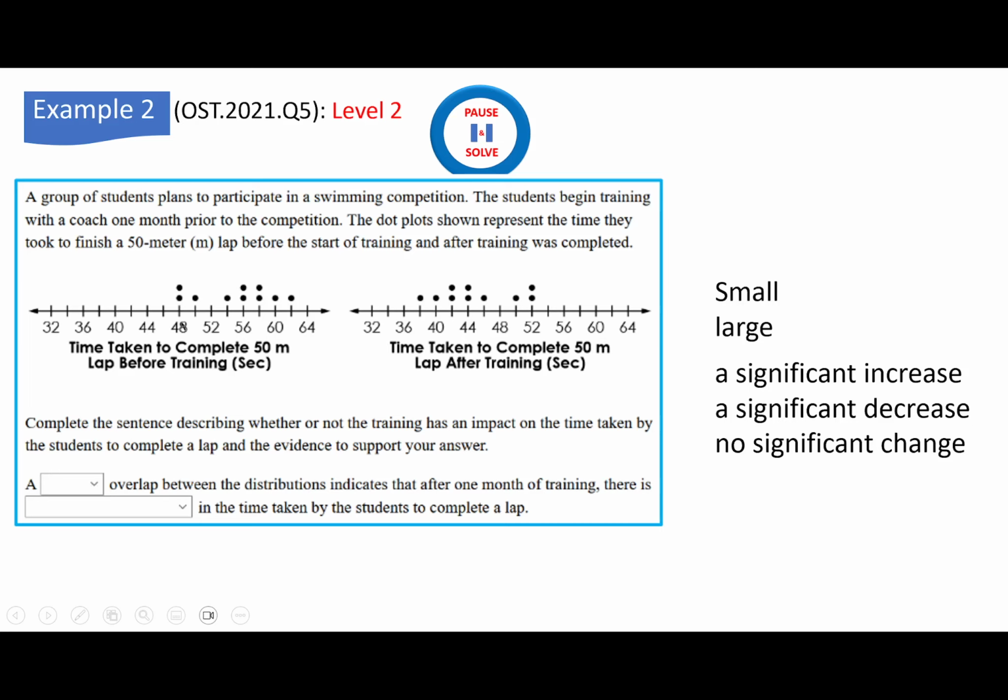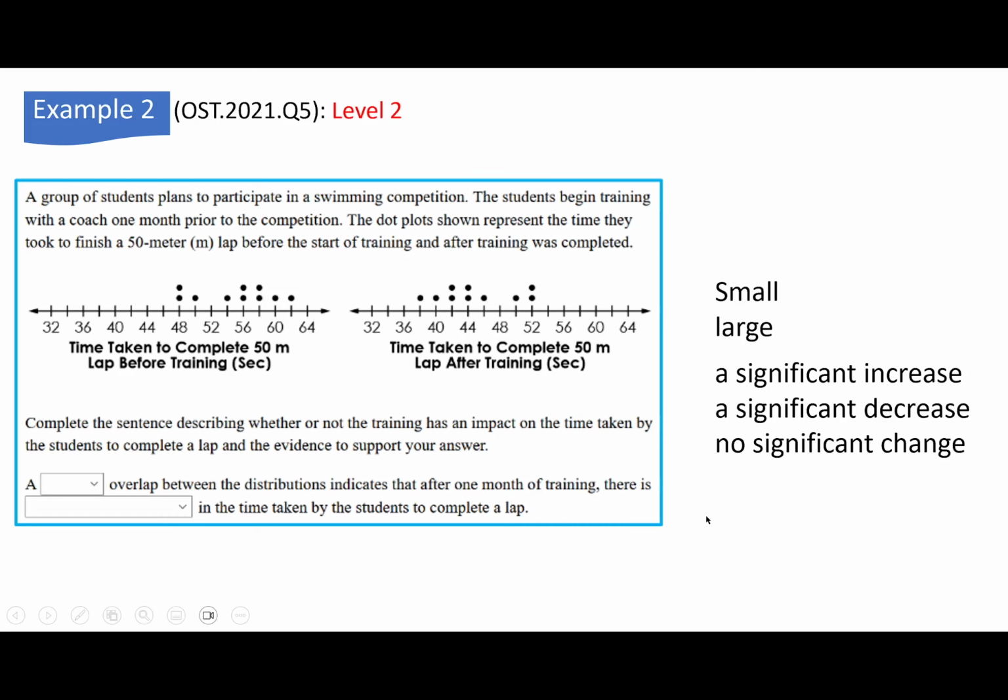That means there are 2 students, it took them 48 seconds. There's 2 students, 56 seconds. There's 1 student, 62 seconds, okay? Now, this is the results after training. And they're asking you to complete this statement here. A, small or large options for you. Overlap between the distributions indicates that after 1 month of training, there is a, you choose one of these 3 here, okay?